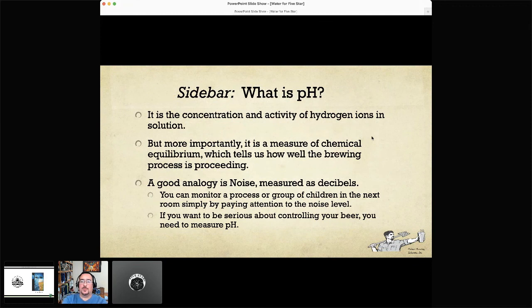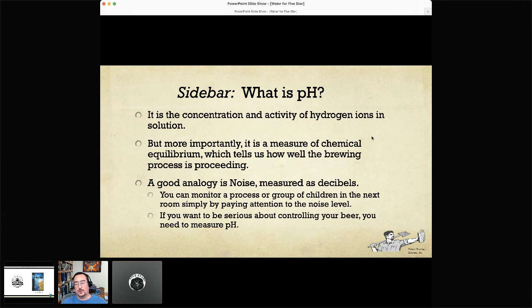Let's talk a little bit more about pH. It is, of course, the concentration and activity of hydrogen ions in the solution. But it is better to think of it in terms of a measure of chemical equilibrium, especially in brewing. And in brewing, the pH of the mash, the pH of the wort, the pH of the beer tells us how the brewing process is proceeding.